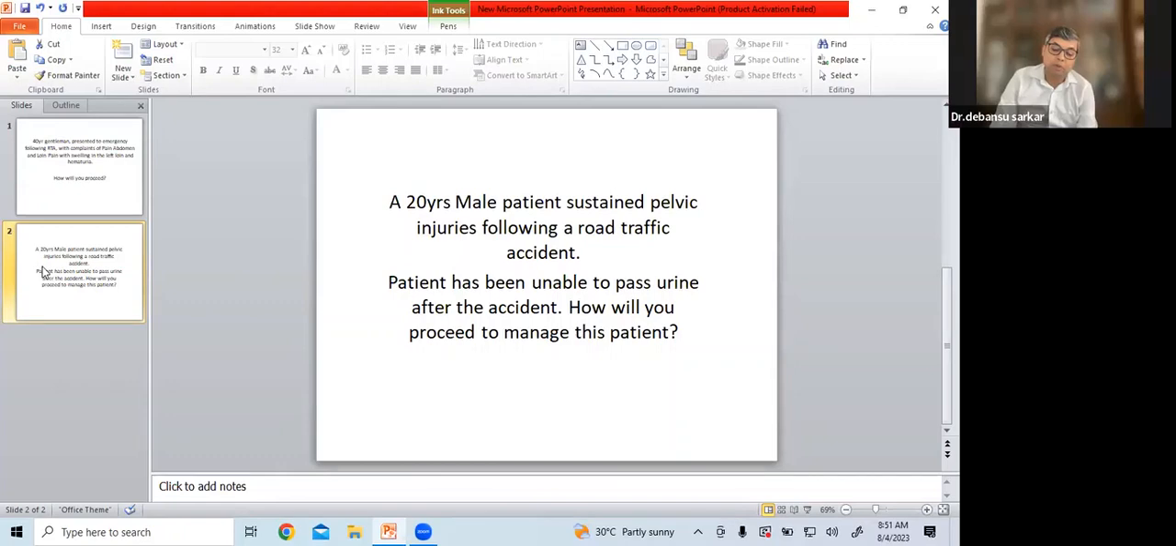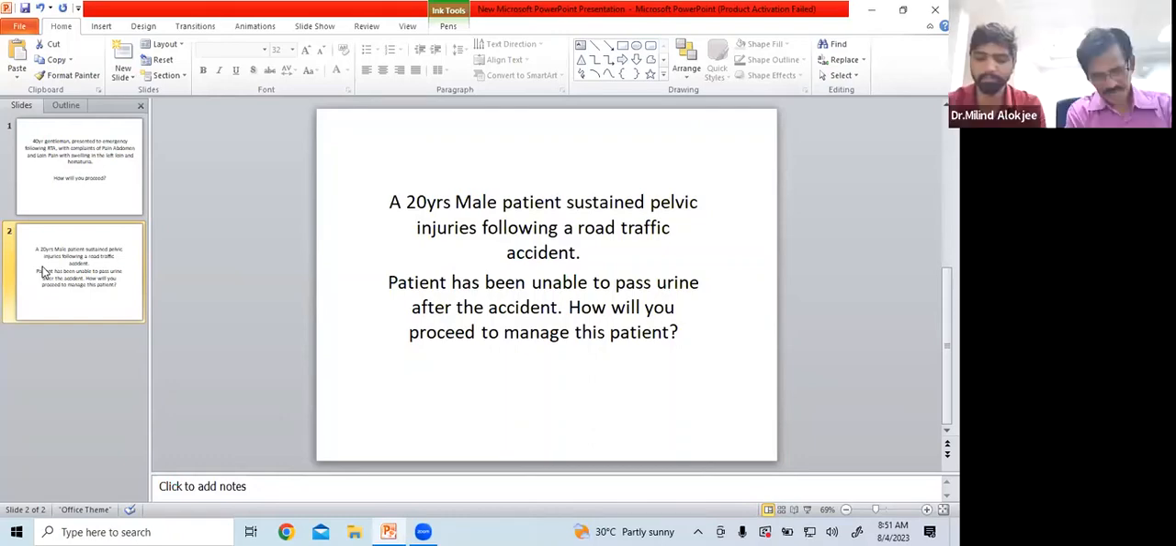Okay, suprapubic catheterization. Can you tell me the prerequisites of suprapubic catheterization and the steps? Sir, first the bladder should be palpable, full. It is done in a full bladder. Okay.